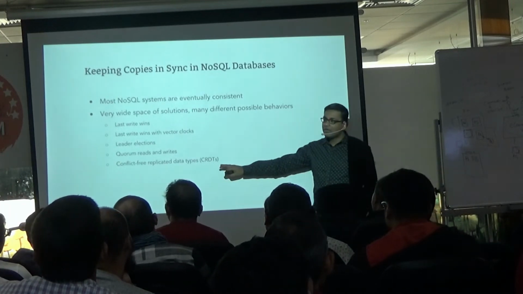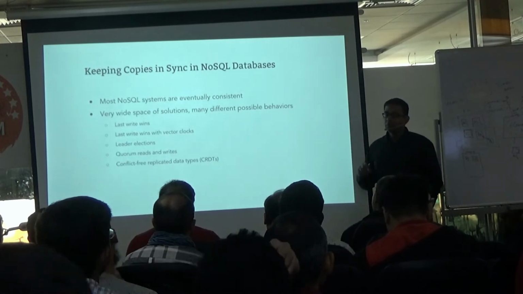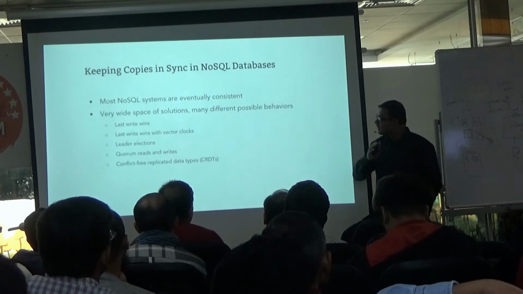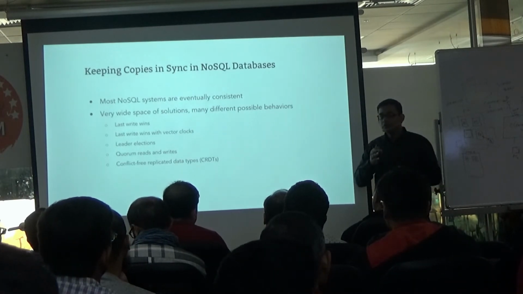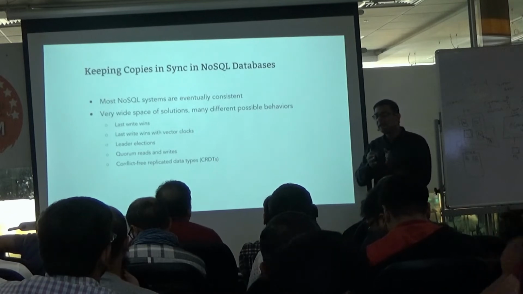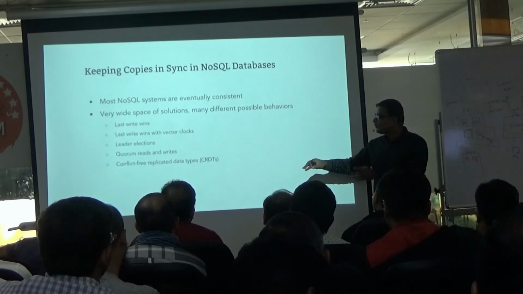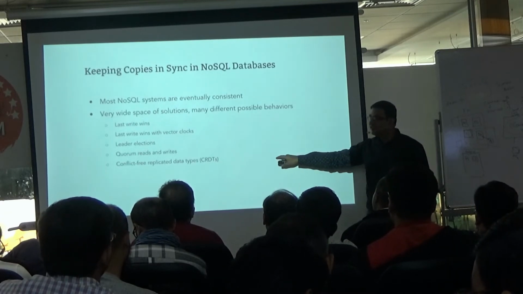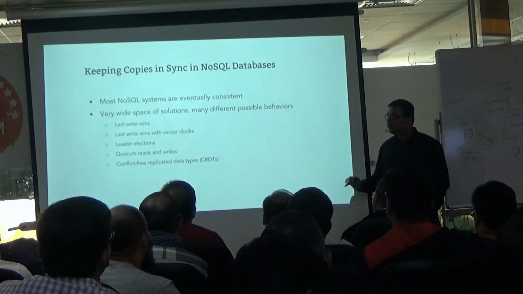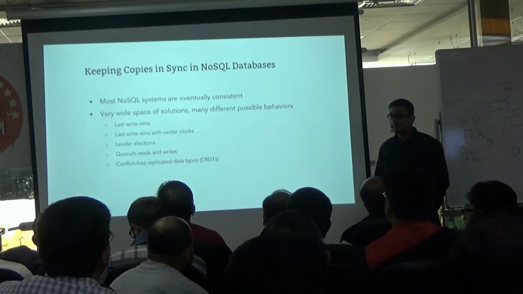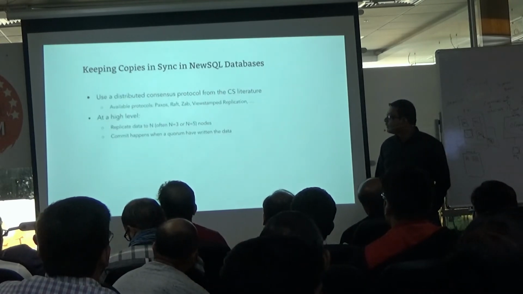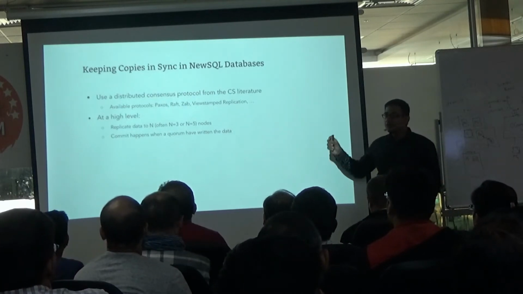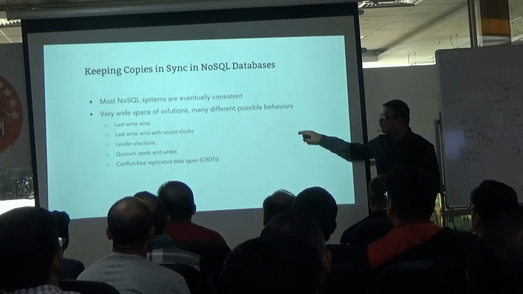CRDTs are basically data structures where you don't modify them, so it's more like immutable, and they store state and version it. You'll see a part of it in the coming slides. I'll also discuss MVCC, so you get some sense of how it works. So this is how NoSQL systems were doing it so far.